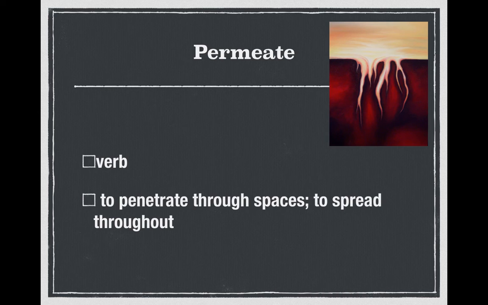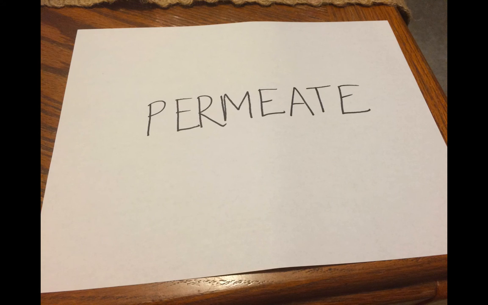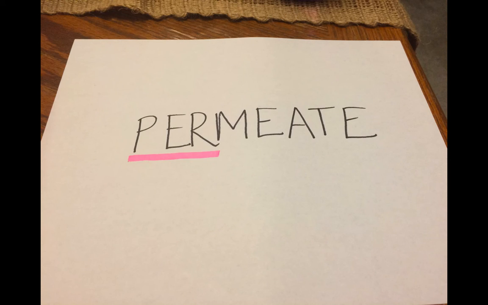Permeate is a verb, and it means to penetrate through spaces or to spread throughout. Now you're going to need to make a note card for permeate, so we're going to look at the front of the note card first. All you have to do to start is just write the word on the front of the note card. The second step is going to be to underline the root per in the word permeate. So this one's pretty easy. It's right at the beginning. So go ahead and underline per.